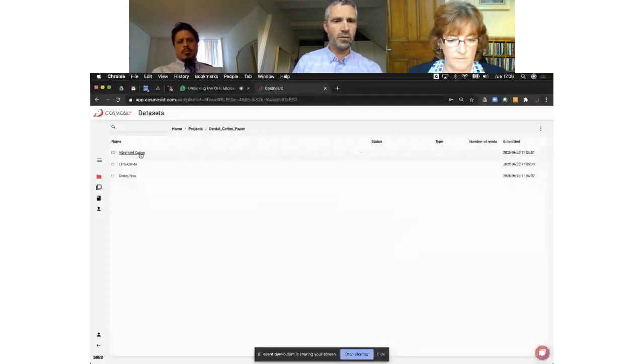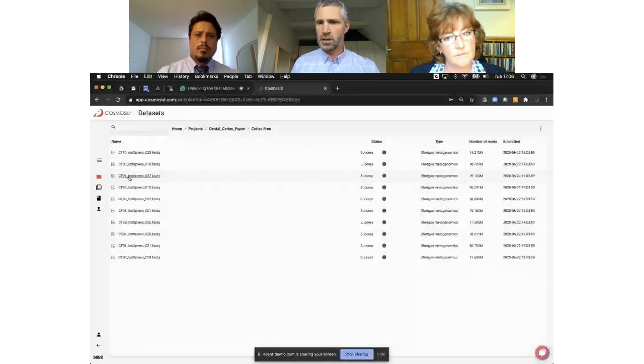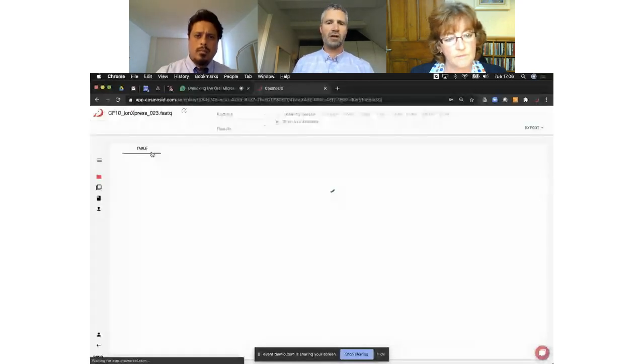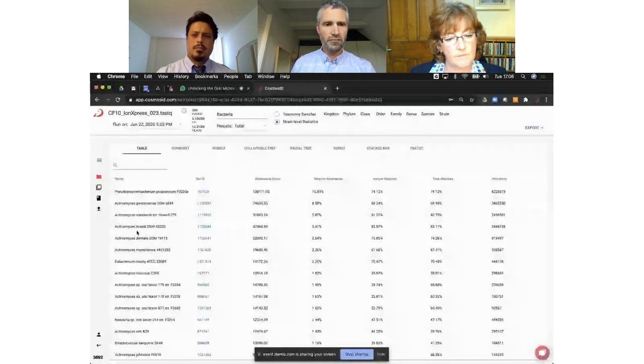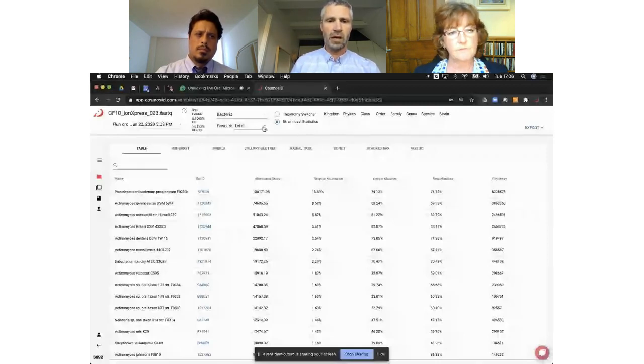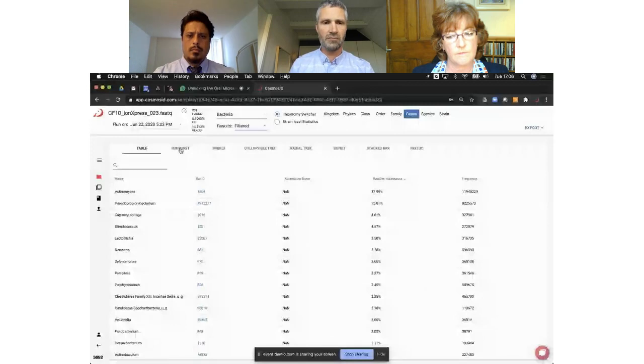In this case, we're selecting a shotgun metagenomic sample from the healthy oral cavity, which is then presented in various formats. This tabular format shows you strain level resolution with the individual strains at the left side, together with their tax IDs, values for absolute and relative abundance, and a range of other statistics. The table can be filtered to exclude potential false positives, and it can be aggregated to higher taxonomic levels.